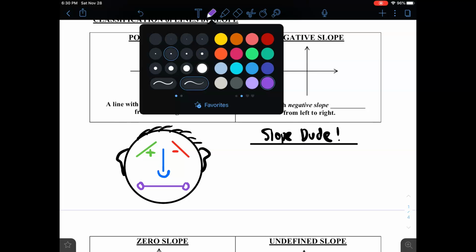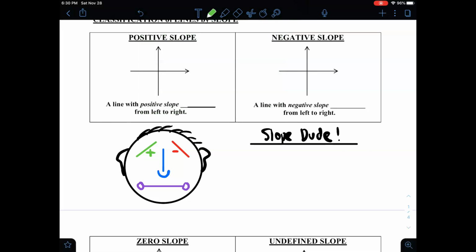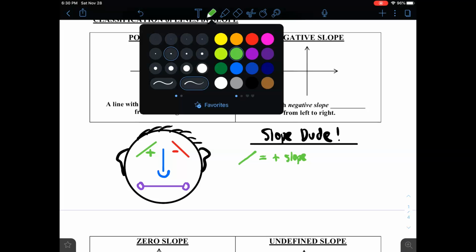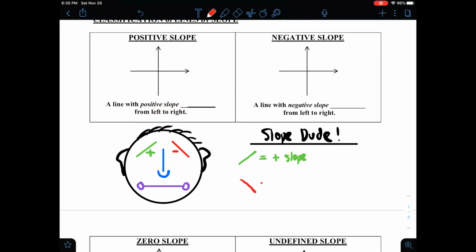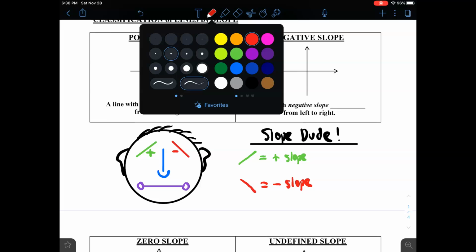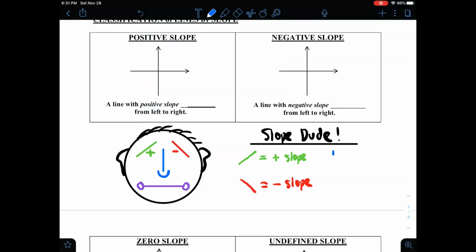But let's go ahead and break it down on the right over here. So we have this equals a positive slope. We have the red one equals a negative slope. We have the vertical line with the nose underneath equals undefined slope. And the last one is we have a horizontal line with zeros at the end of it. The zero slope.